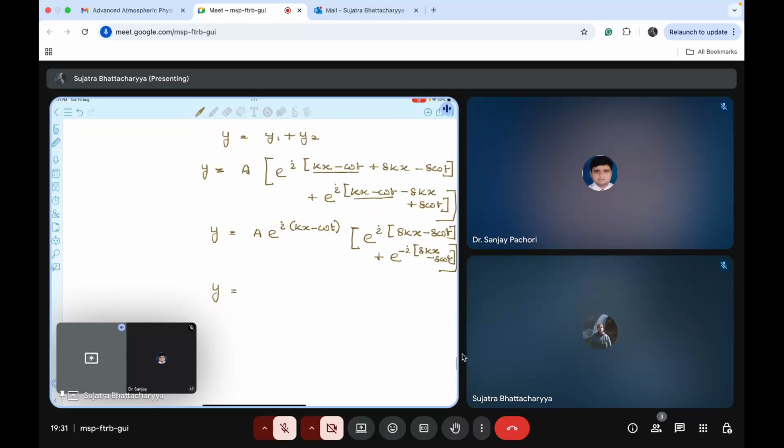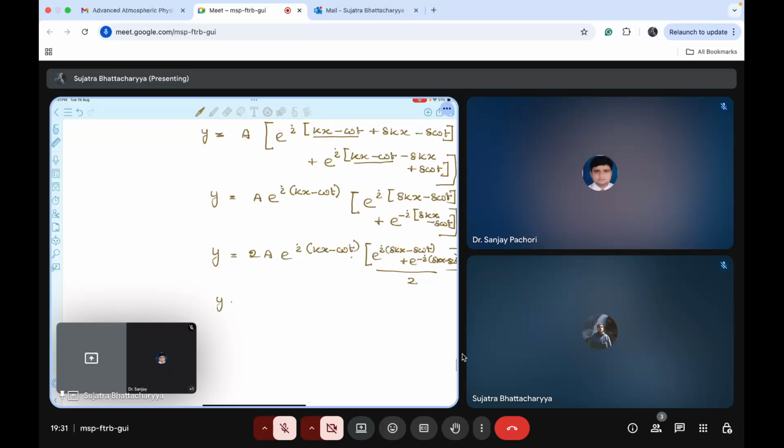So what you get finally is a e to the power iota (kx minus omega t), and at the same time you have e to the power iota (delta kx minus delta omega t) plus e to the power minus iota (delta kx minus delta omega t). Now, if I divide by 2 and multiply by 2, what you get? It will be 2a e to the power iota (kx minus omega t). Can we write this as cosine of (delta kx minus delta omega t)? That's all. This is what we have.